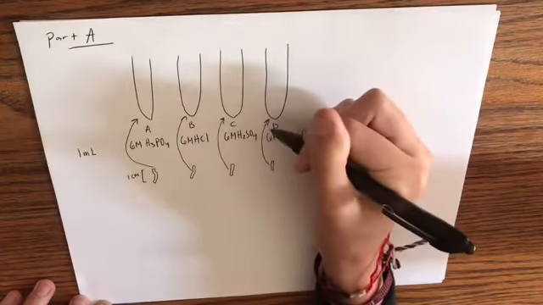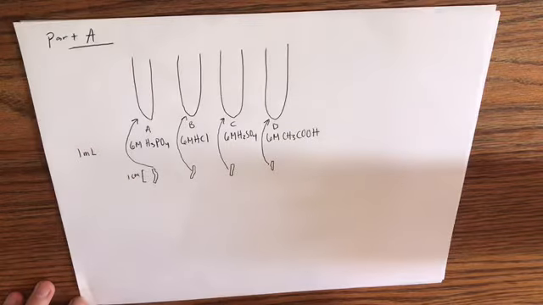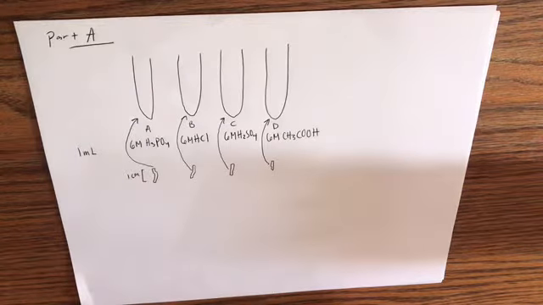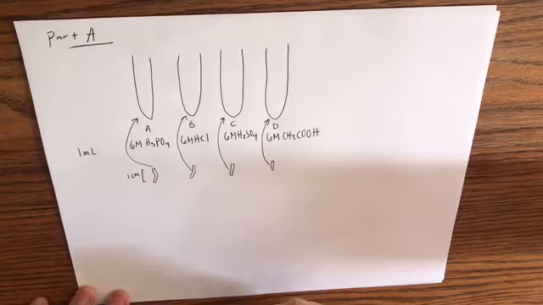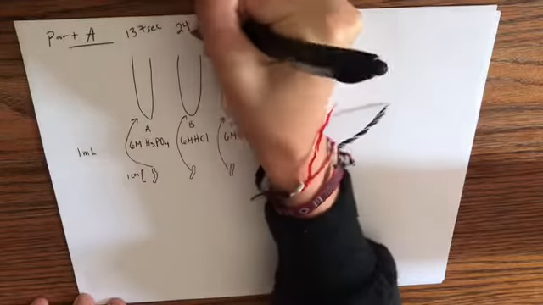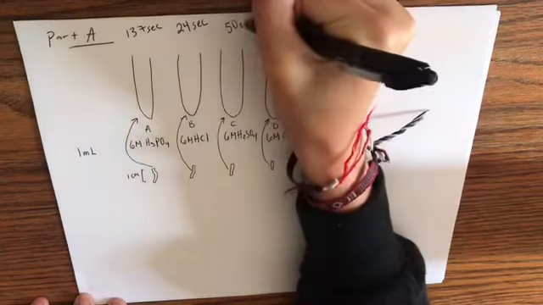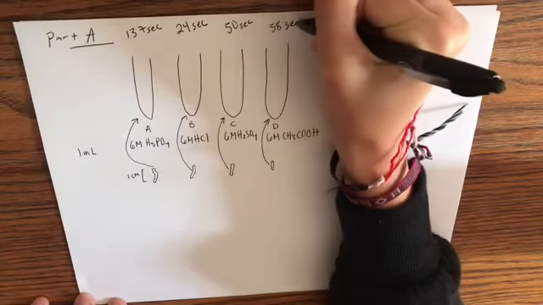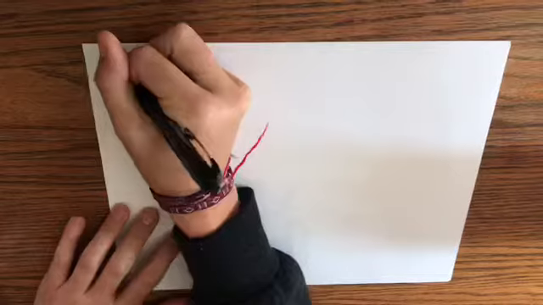So in test tube A, with the H3PO4, it took 137 seconds. In test tube B, it took 24 seconds. In test tube C, it took 50 seconds. And in test tube D, it took 58 seconds.